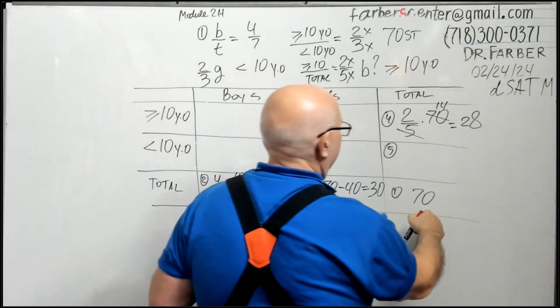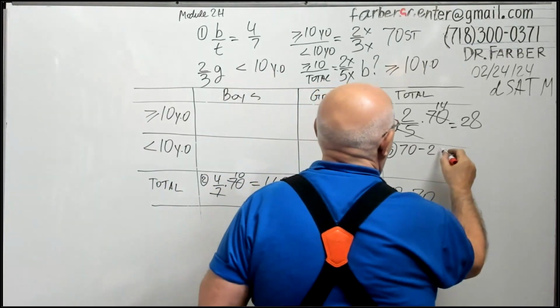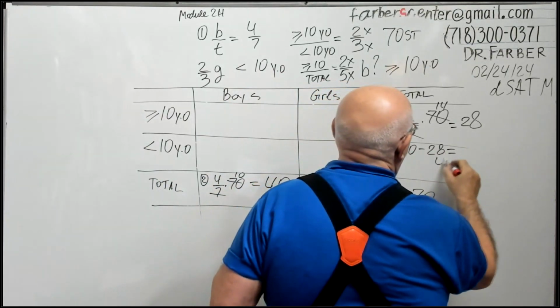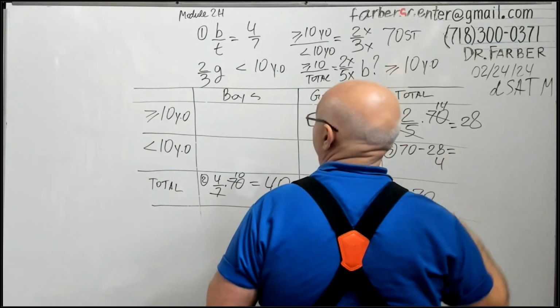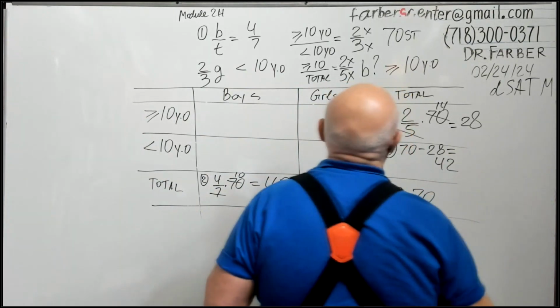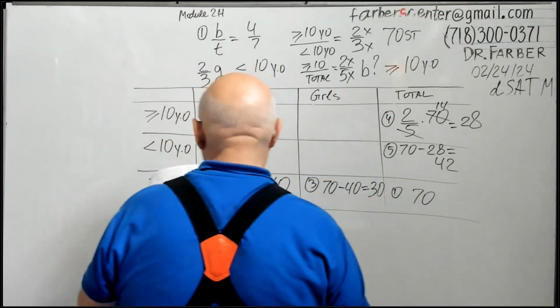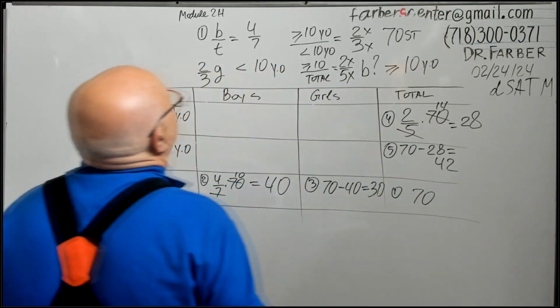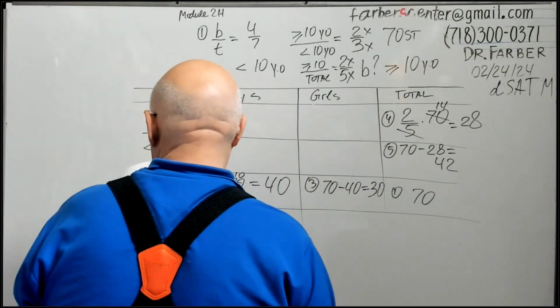Since you know overall is 70, if from 70 I subtract 28, I get 42 students who are less than 10 years old. Rewind step by step. Now we know what next we know for this one.